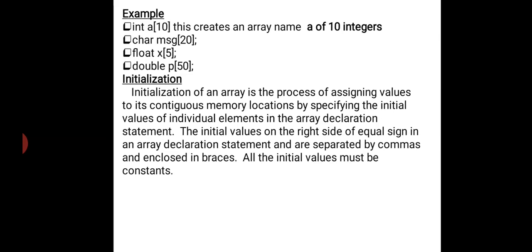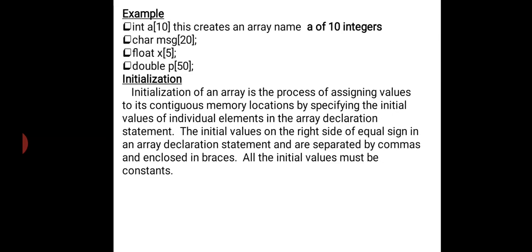We discuss examples in one-dimensional array. int a[10]. This creates an array named a of 10 integer numbers. char message[20]. The size of the message is 20. float x[5]. The floating point values are maximum 5. double p[50]. It's a collection of ratios.